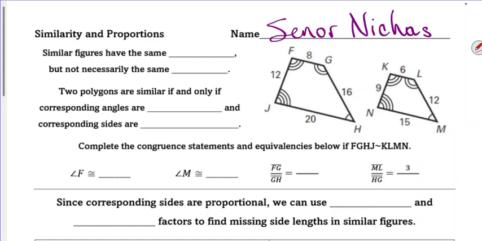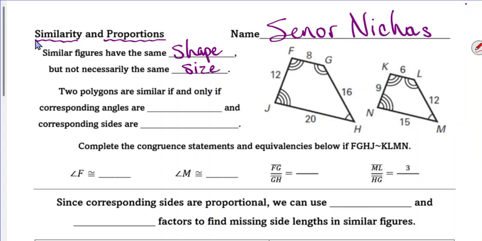Alright, in this unit we're going to be talking about similar triangles. Before we actually get into triangles specifically, we have to generally talk about what similarity means and how to use proportions. It's just going to be helpful in talking about similar triangles. So similar figures in general have the same shape, but not necessarily the same size.